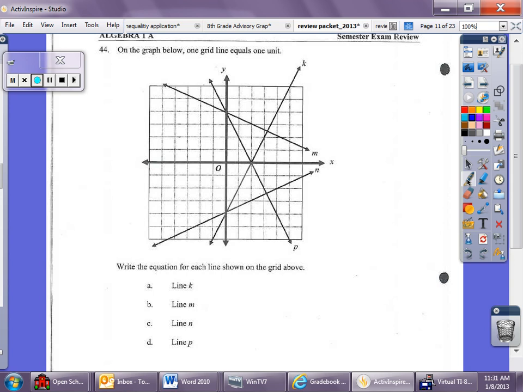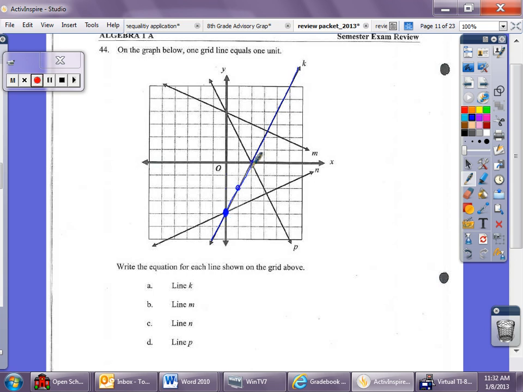So A says line K. We have line K, which is right here. In order to get our equation, we need two things. We need our slope and we need the y-intercept. Well, this line starts here, at -4. So the y-intercept is -4.